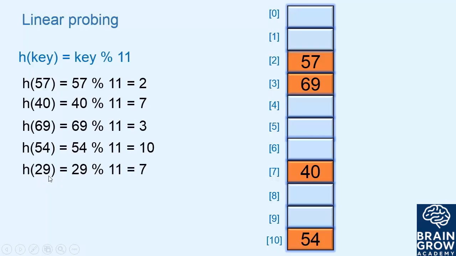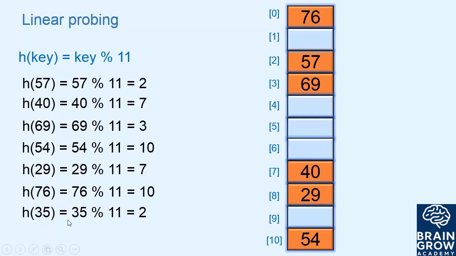Next, we have this key 29 and it is mapped to location 7. Now, location 7 is already occupied. So, we'll look at the next location. This next location is empty, so we can insert the key here. Next, this key 76 is mapped to location 10 and location 10 is already occupied. So, we look at the next location. This next location 0 is empty, so we can insert the key here.